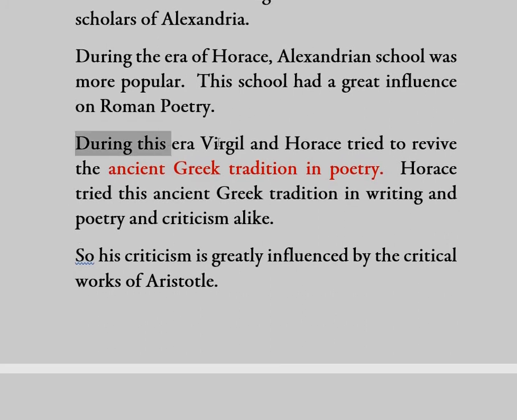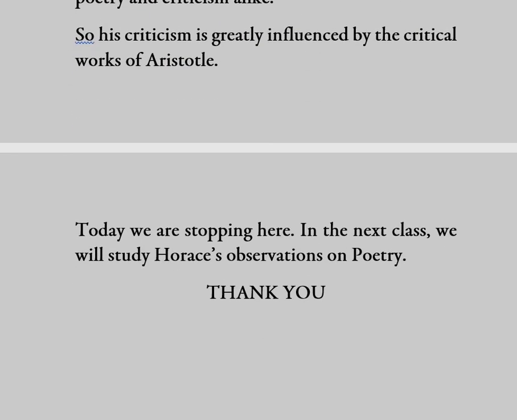During this era, Virgil and Horace joined together and tried to revive the ancient Greek tradition of poetry. Horace tried this ancient Greek tradition in writing poetry and criticism alike. So his criticism is greatly influenced by the critical works of Aristotle. So, today we are stopping here.